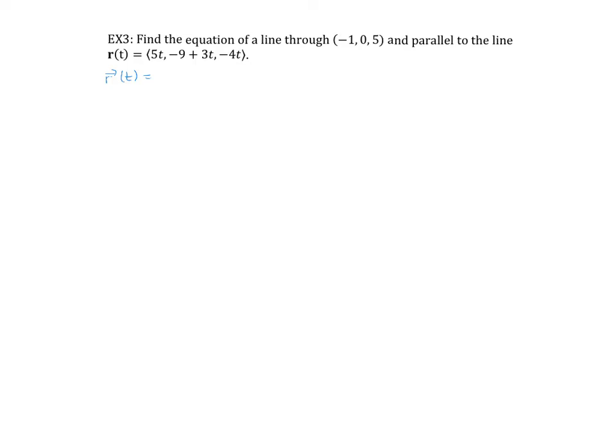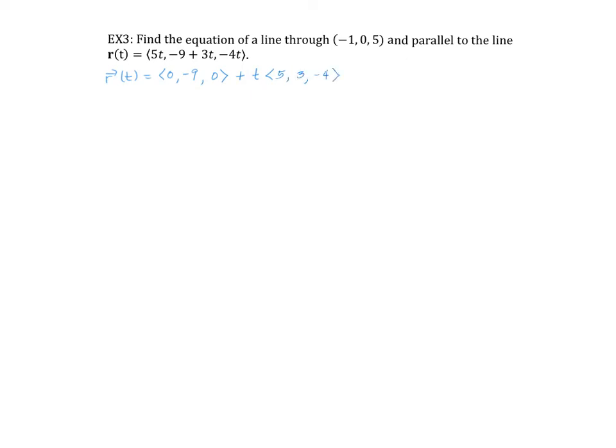So 5t is the same as 0 plus 5t. -9 plus 3t is the same as -9 plus 3t. Okay? And then -4t is the same as 0 minus 4t. So I'm just breaking it up into a point and a direction vector. So I'm going to put all the t's in one vector and everything else in another vector. So this would be 5, comma, 3, comma, -4.